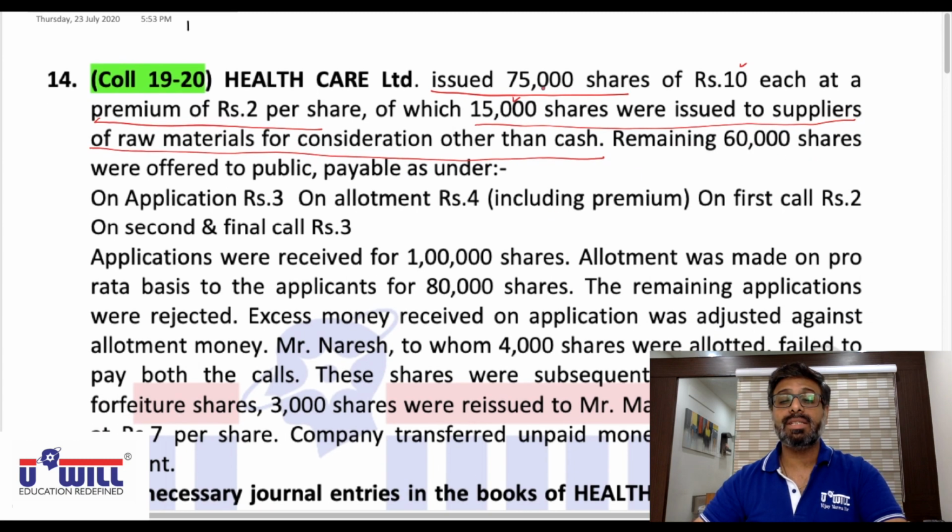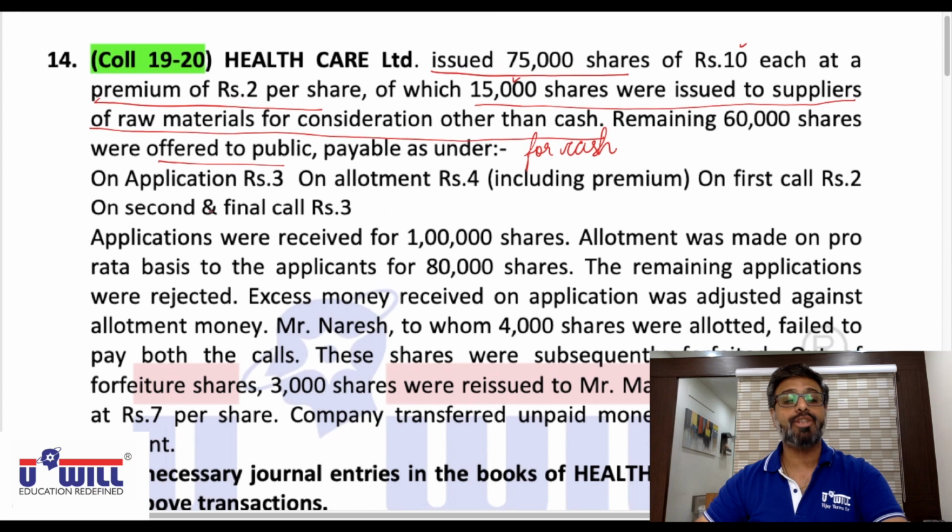Remaining 60,000, 75 minus 15, remaining 60,000 shares were offered to the public payable as under. So these are offered for cash. Offered to the public means they are issued for cash.